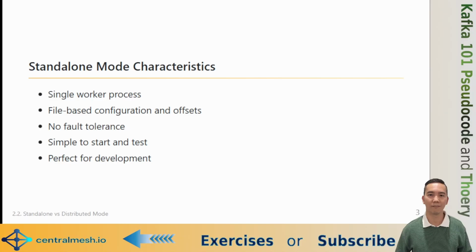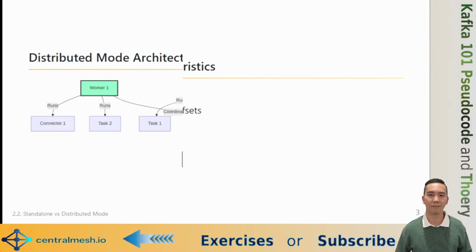This setup is intentionally simple. You start one process, give it a set of connector configs, and it just runs because everything is local. It's very easy to set up and ideal for development or quick testing. The downside is reliability. If that single worker process goes down, everything stops. There is no backup worker, no failover, and no automatic recovery.